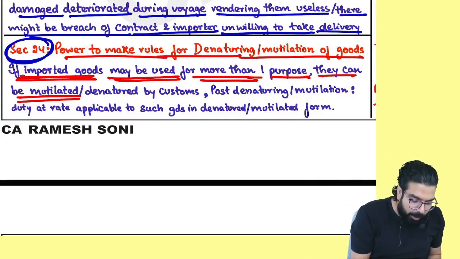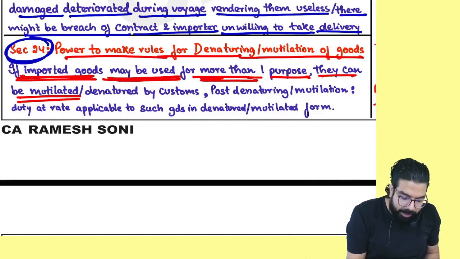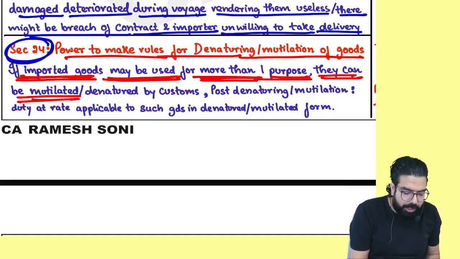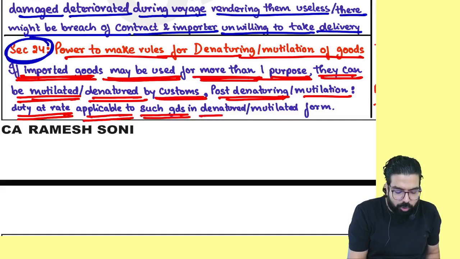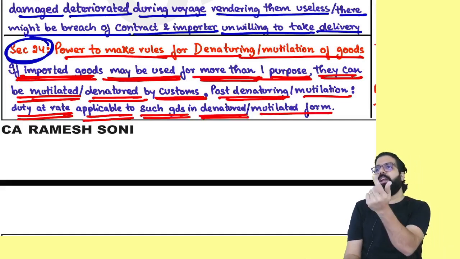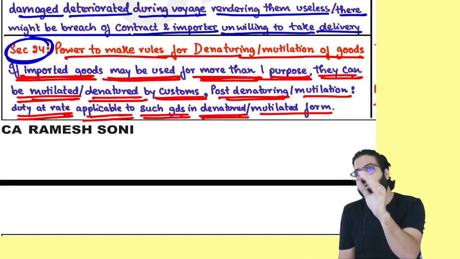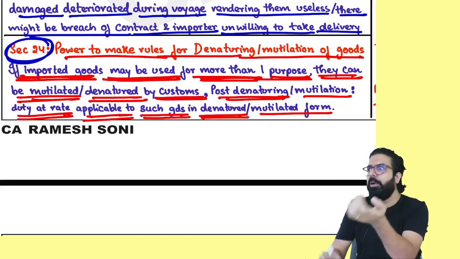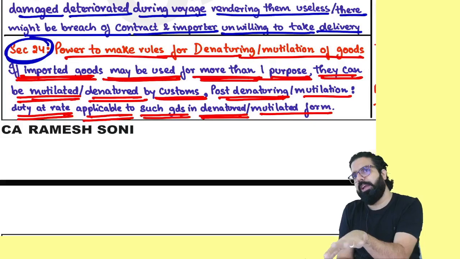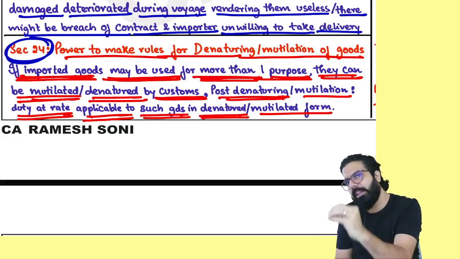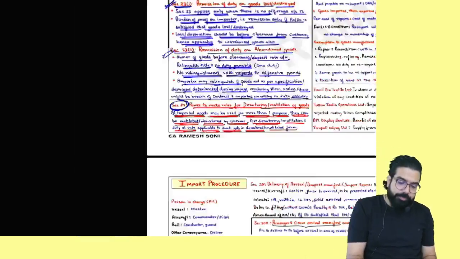Everyone here, if imported goods may be used for more than one purpose, they can be mutilated or denatured by the customs. Post denaturing or mutilation, the duty will be payable at the rate as applicable to such goods in denatured or mutilated form. Imagine that alcohol came in the denatured form or goods came only in pieces, and you'll have to pay duty on the denatured goods and the mutilated goods.